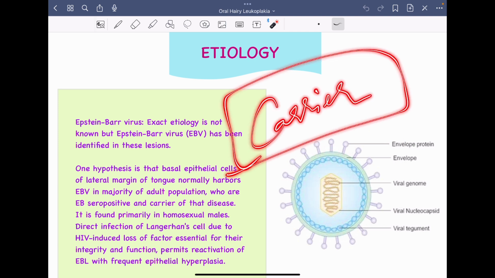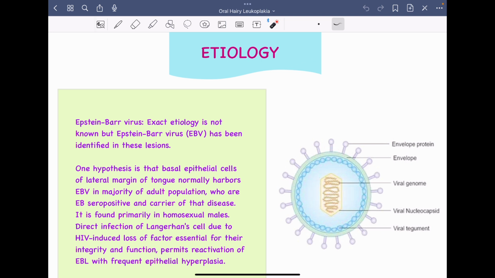Very important, they are carriers of the disease, and primarily homosexual males. Again, it might be asked as an MCQ question. There is a direct infection of Langerhans cells due to HIV-induced loss of factors which are essential for their integrity and function, and that permits reactivation of the EBV with frequent epithelial hyperplasia. This epithelial hyperplasia directly triggers our EBV virus.